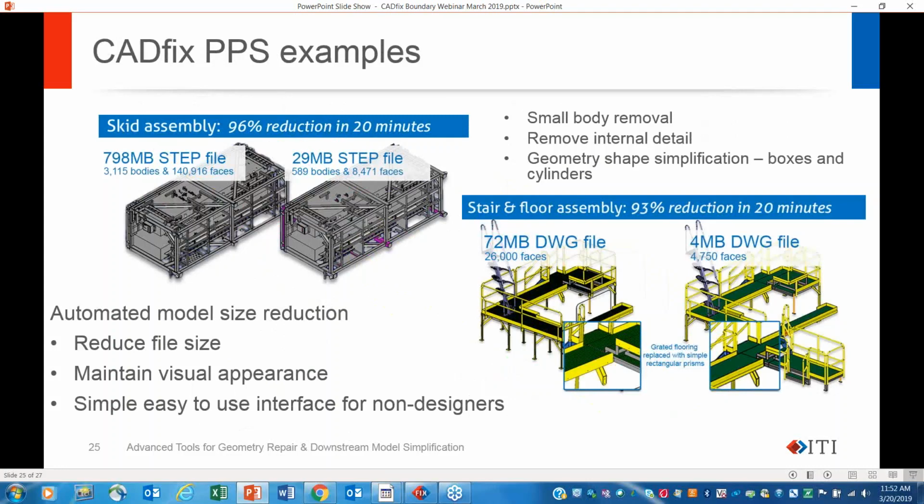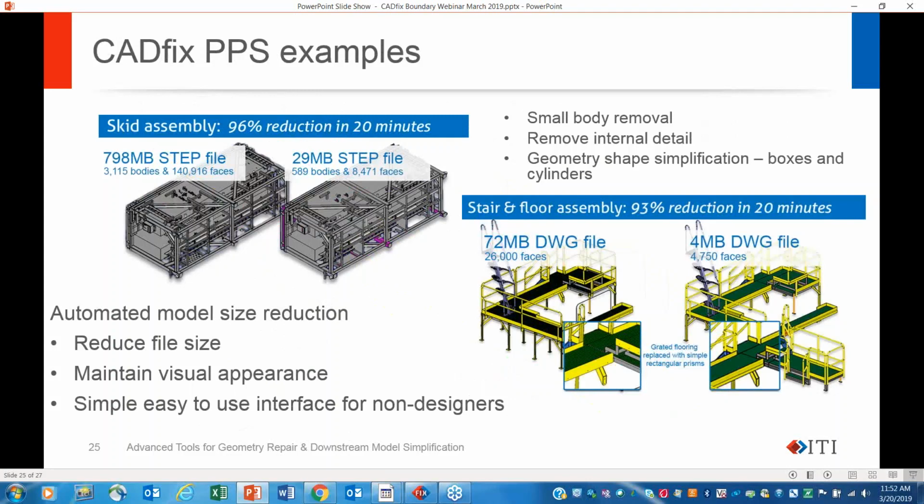This has a big application in the power industry, oil and gas, and food and beverage, just to name a few. It deals with the operations of small body removal, removing internal detail, as well as geometry shape simplification. So maybe taking pieces of geometry that are quite complex but essentially very close to a bounding box or a cylinder, and turning them into that. At the end of the day, the idea is to reduce the face count by a huge amount so that we can reduce the file size. However, the part looks like it basically should.